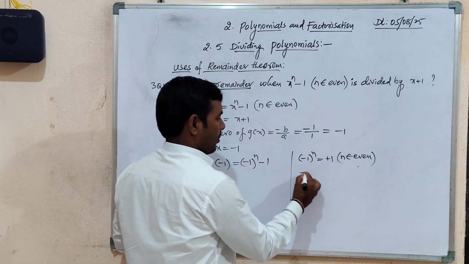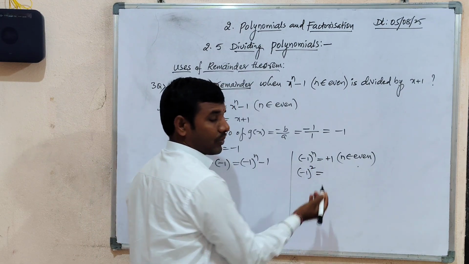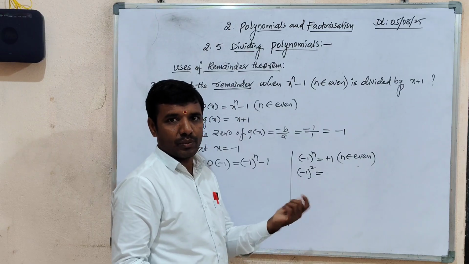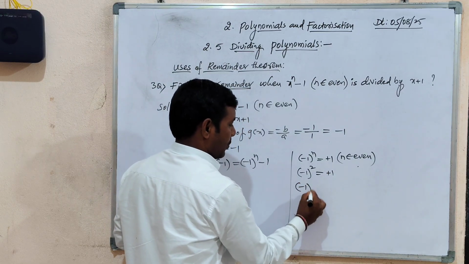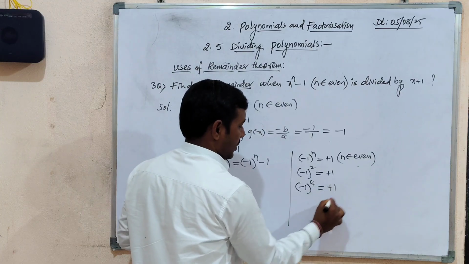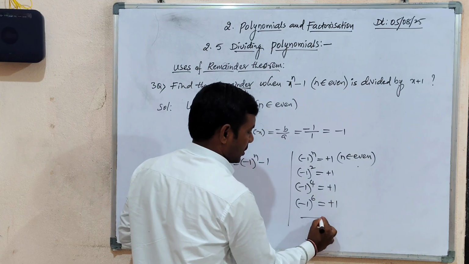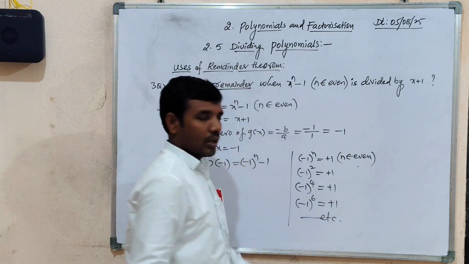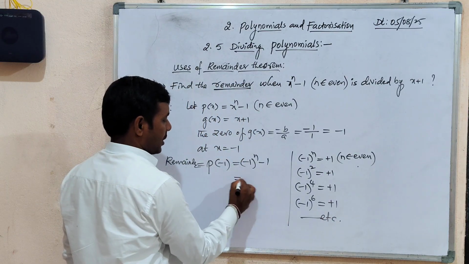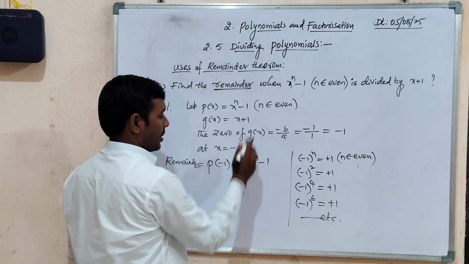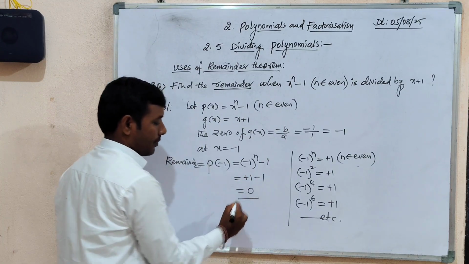Minus 1 to the power of an even number, 2. What is the answer? Minus 1 into minus 1, minus into minus is plus, so only plus 1. Minus 1 to the power of 4 is plus 1. Minus 1 to the power of 6 is plus 1. In such a way we always get plus 1. So plus 1 minus 1, what is the answer? 0.